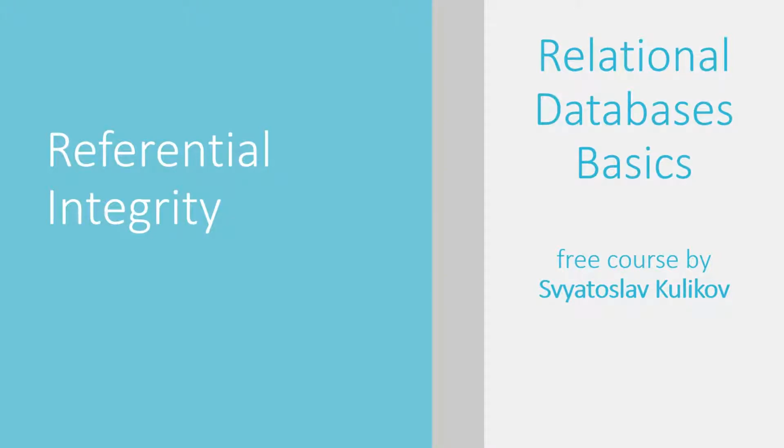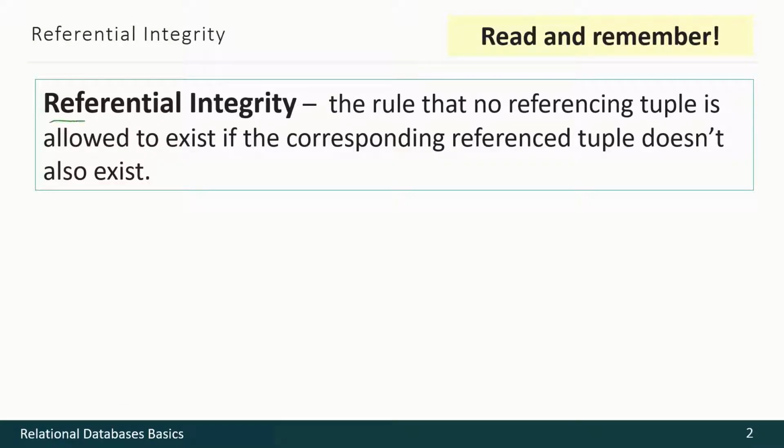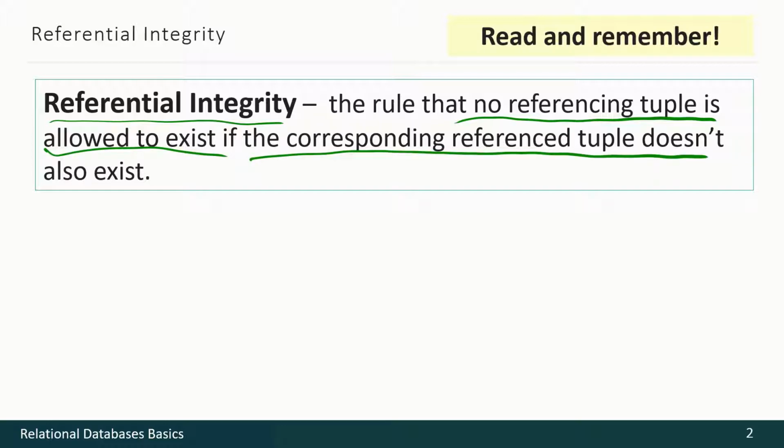In this video, we shall talk about the next fundamental concept of relational databases. This is referential integrity. The idea behind referential integrity is that no referencing tuple in a child relation is allowed to exist if the corresponding referenced tuple in the parent relation doesn't also exist.